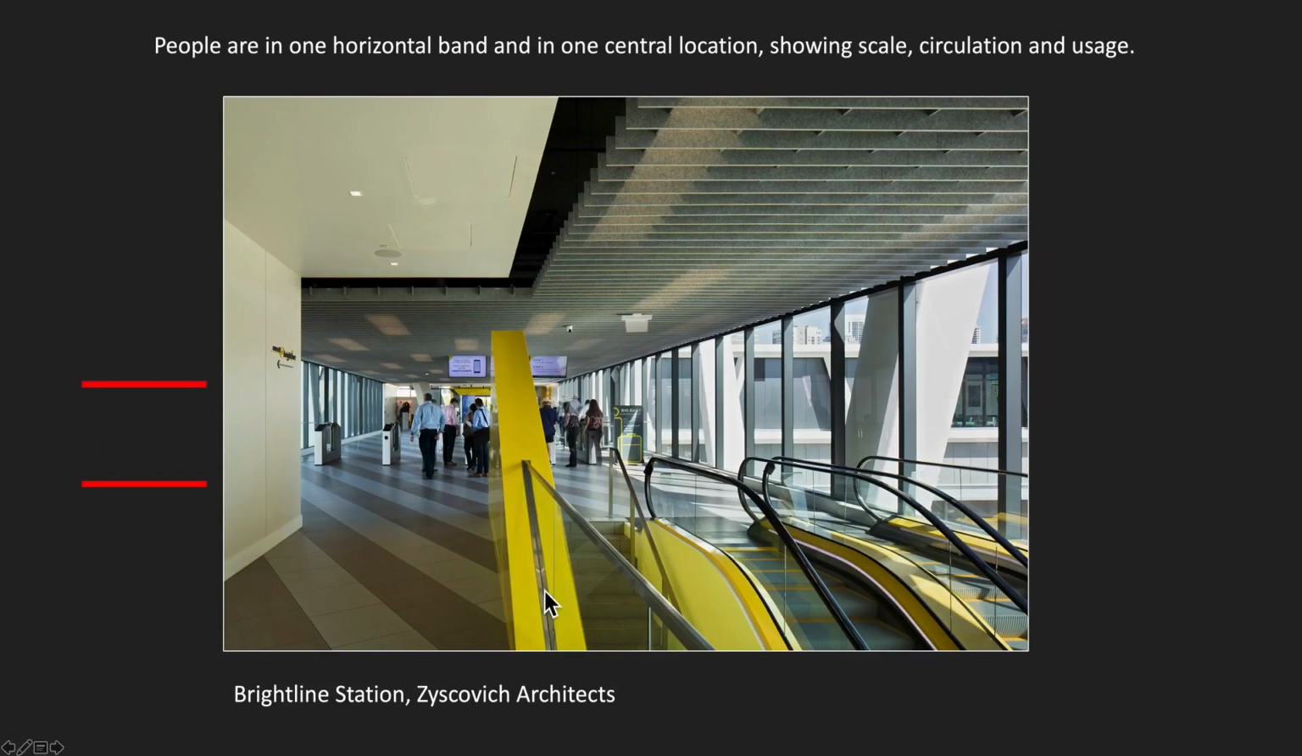This is at the Brightline station. This shows circulation. They're coming up here. It shows one central location for these people. They show scale, but they are right within this little slot. They don't take away from the rest of the architecture. But if they were all over the place, that's a different situation. We're going to talk about that.